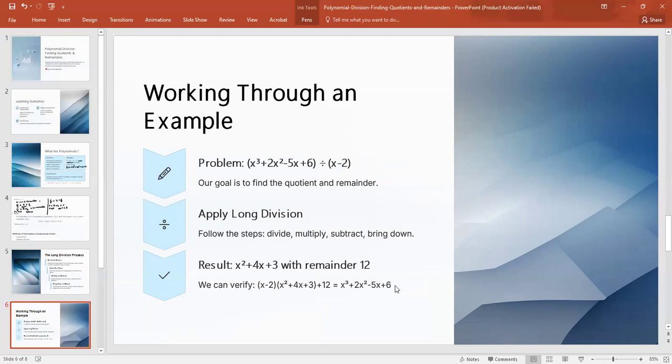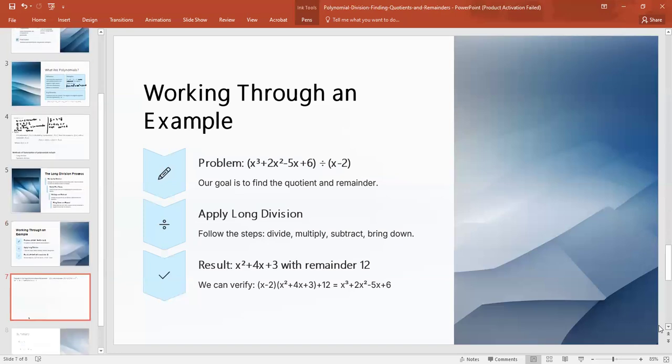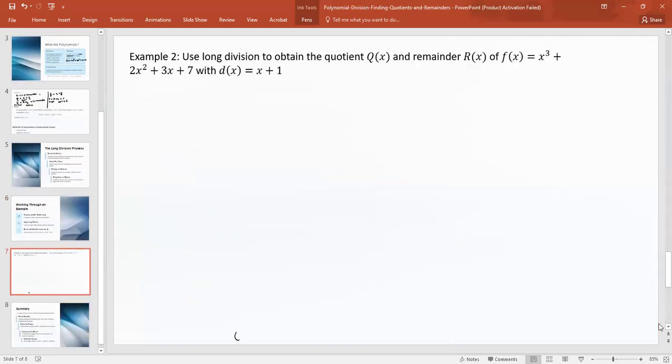Maybe that might still sound weird in your ears, but let's first look at how to apply this technique step by step. And I believe that after that, everything will be clear in your mind. Consider this next example. Use long division to obtain the quotient Q of x and the remainder R of x of the polynomial f of x equals x cubed plus 2x squared plus 3x plus 7 with the divisor d of x equals x plus 1.